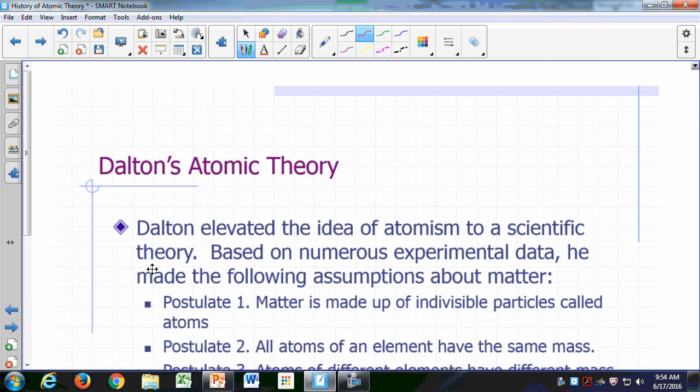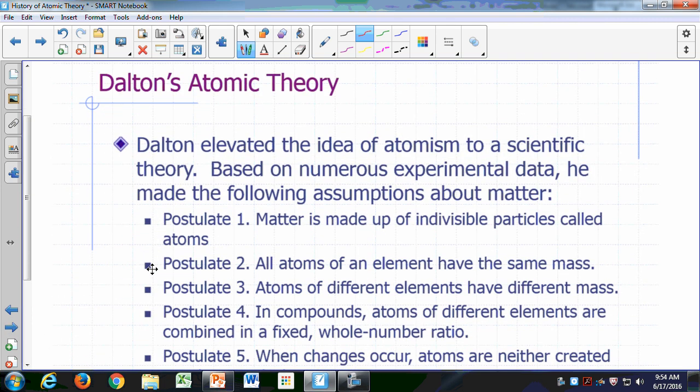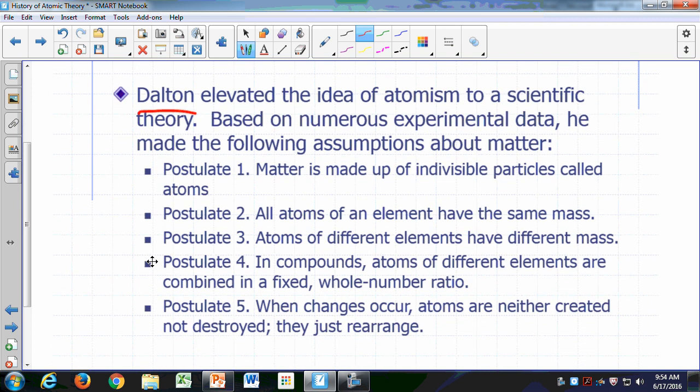Okay, so the idea of atoms was elevated to a scientific theory by John Dalton centuries later. Dalton, based on numerous experimental data, made the following assumptions. So these are his assumptions. These are the postulates of Dalton's theory. Using these assumptions, we can explain a lot of things. So he was able to explain a lot of experimental observations.